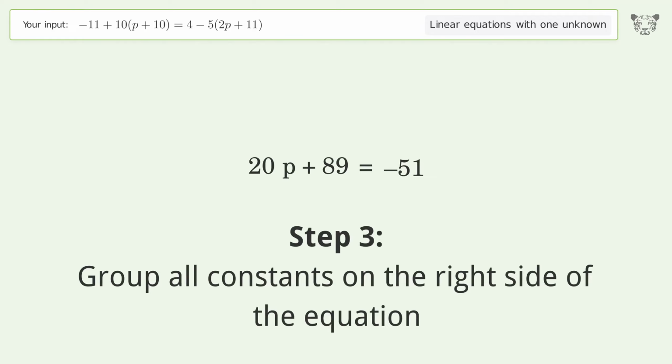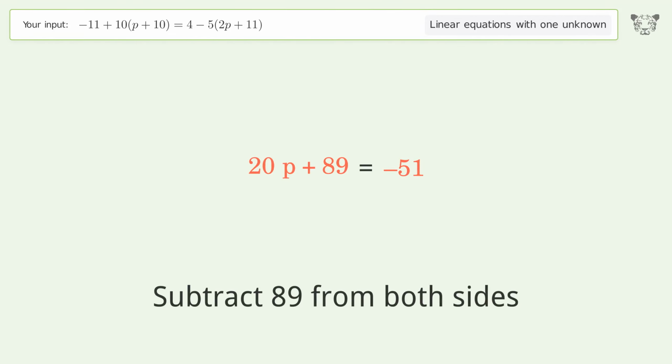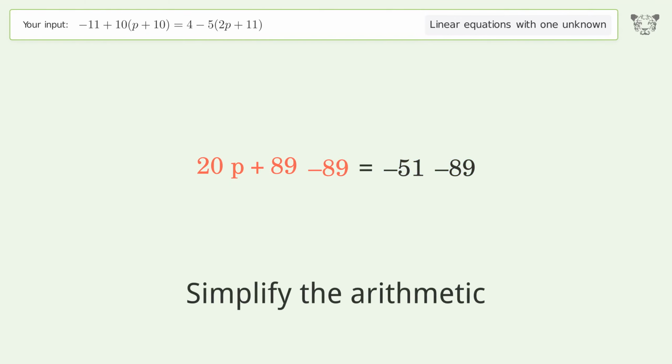Group all constants on the right side of the equation. Subtract 89 from both sides. Simplify the arithmetic.